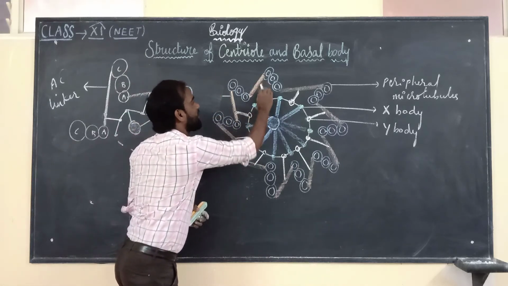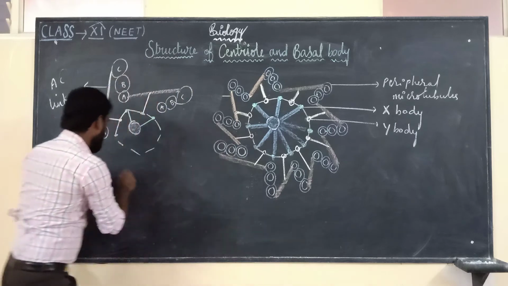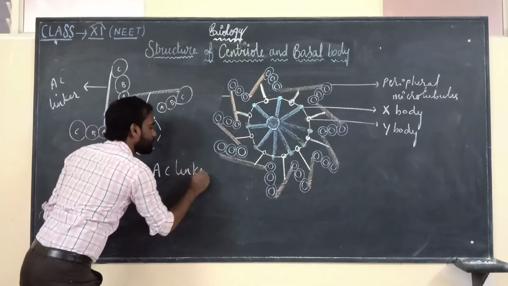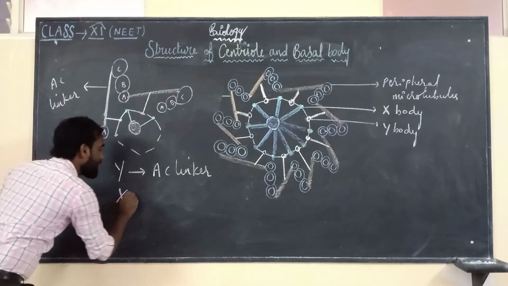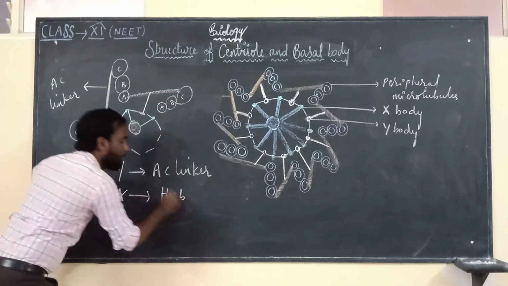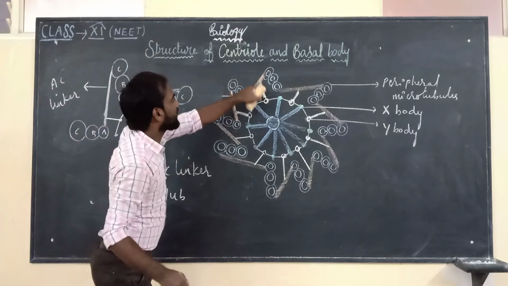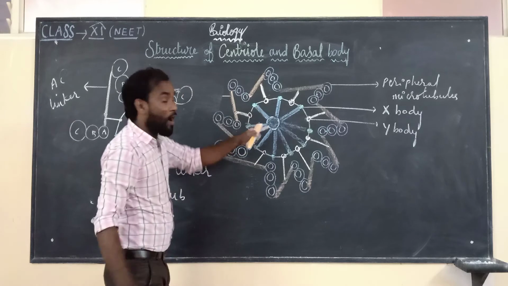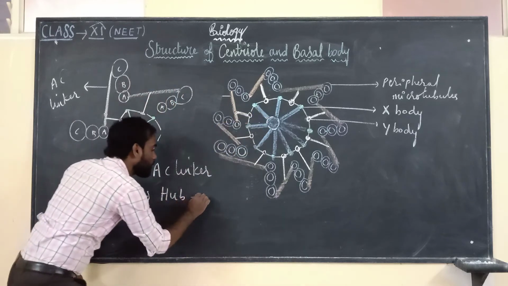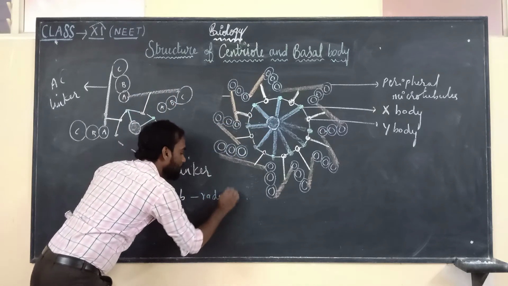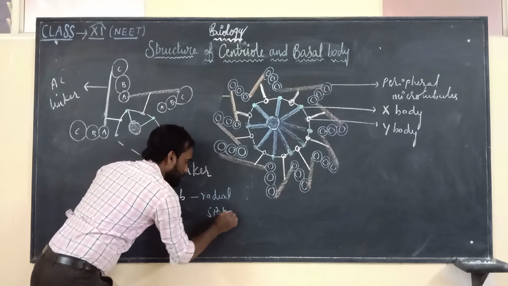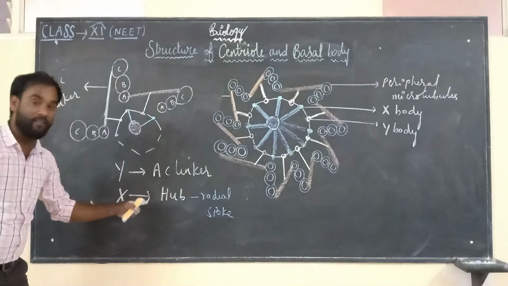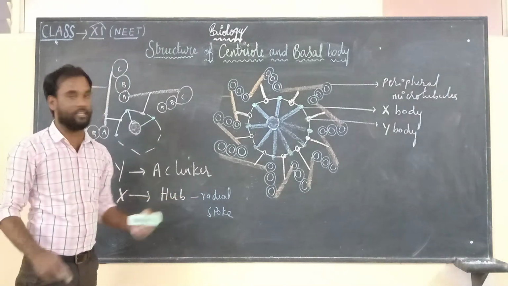Okay, remember, Y body is connected to the A-C linker. X body is connected to the hub. What is the structure by which X body is connected to the hub? That is called the radial spoke. Okay, the structure by which X body is connected to the hub is called the radial spoke.